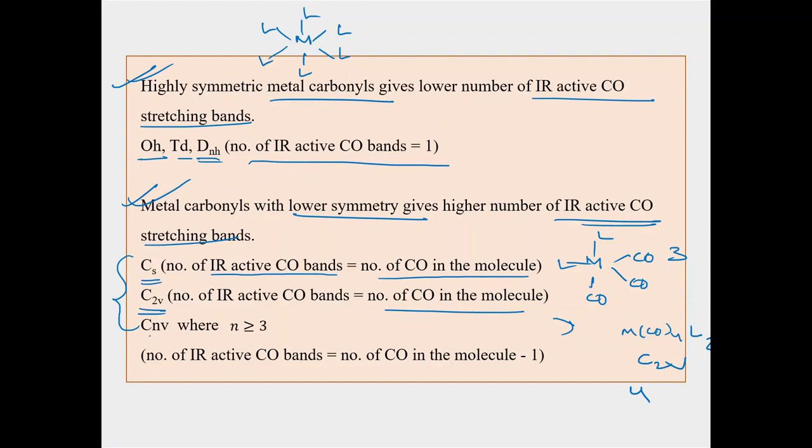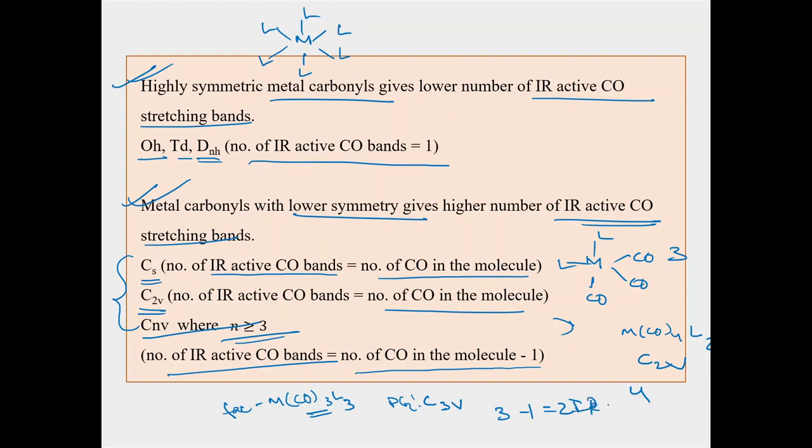Okay. Then for CnV type of molecules where n is greater than or equal to 3, the number of IR active carbonyl bands is equal to the number of carbonyls in the molecule minus 1. An example of this is MCO3L3, the fac isomer of this. So here the point group of this molecule is C3v and it has 3 carbonyls present, then 3 minus 1, 2 IR active bands are there.